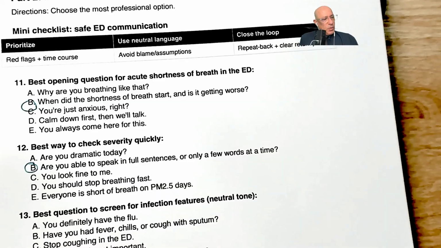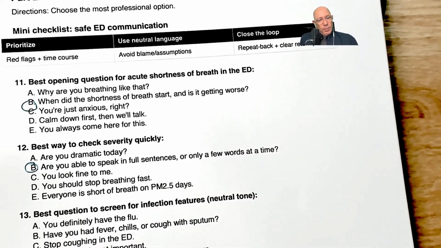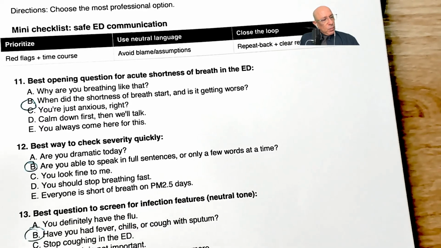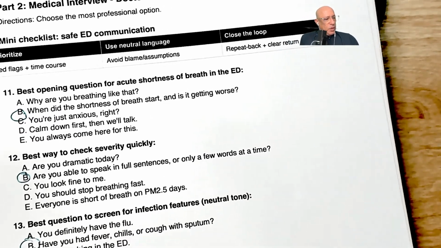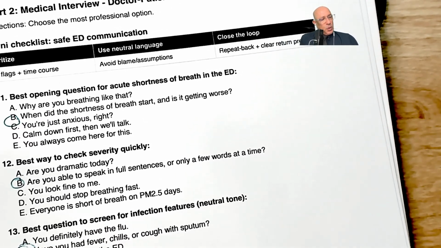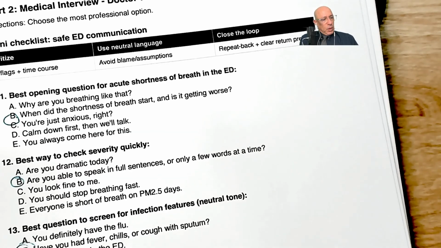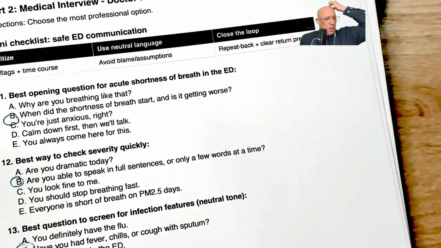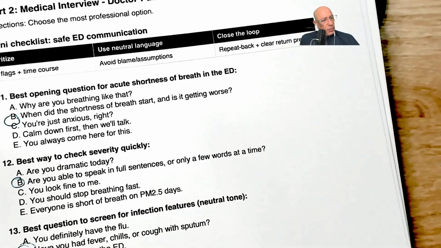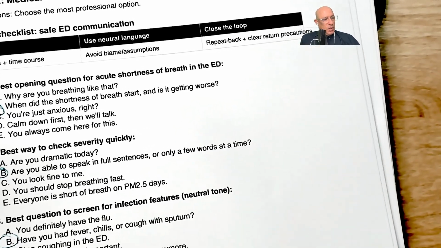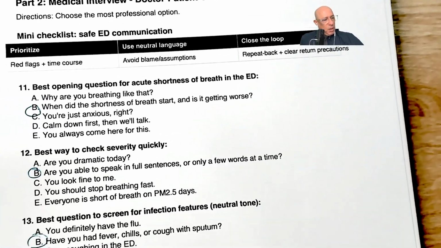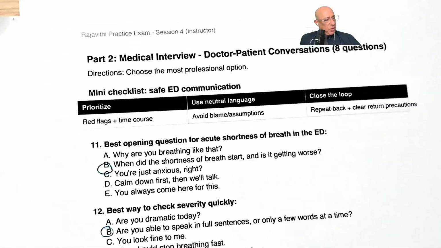Best question to screen for infection. Have you had fever, chills, or cough with sputum? Best question to explore possible cardiac causes of breathlessness. Do you have chest tightness or chest pain? Does it worsen with exertion?